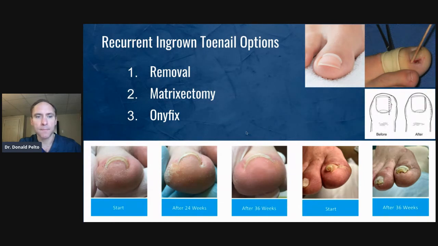And then you can see the start of an ingrown toenail, after 24 weeks, and after 36 weeks. We see patients back about every 3 months, and it straightens out the nail. Here's one you can see really curved, and it straightened it out. Basically, this sits on top of the nail, and as the nail grows out, this stays on. So this is a newer treatment. For those that don't like injections, that's a good option for them.